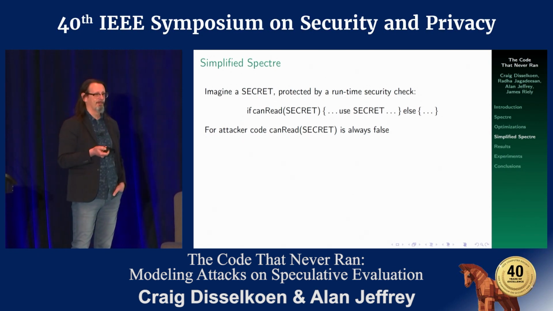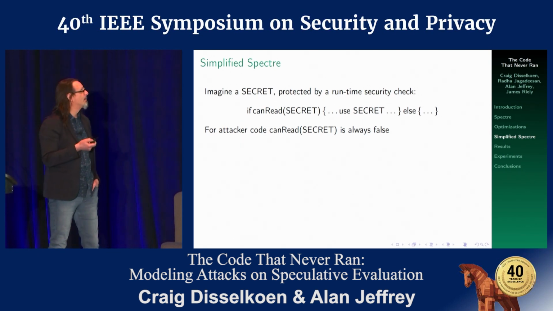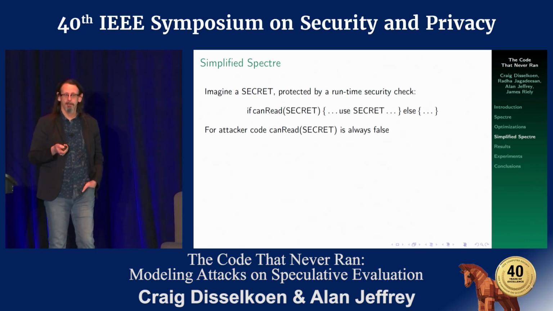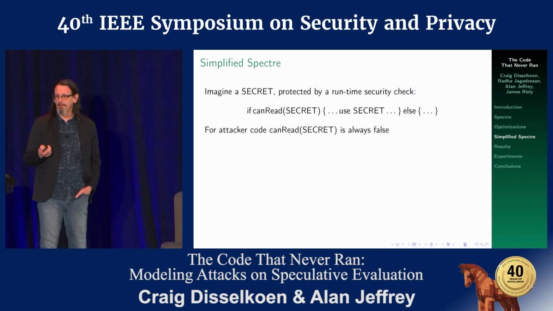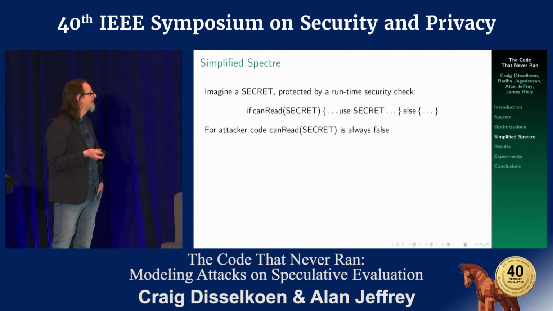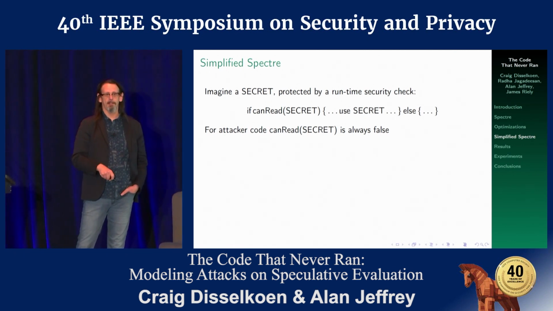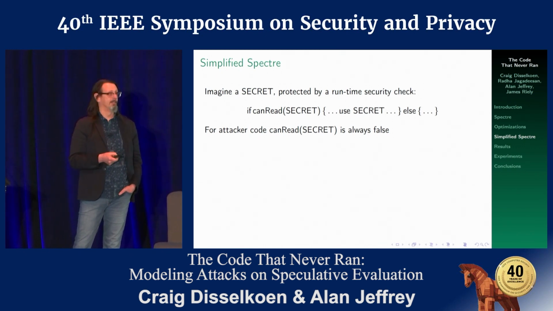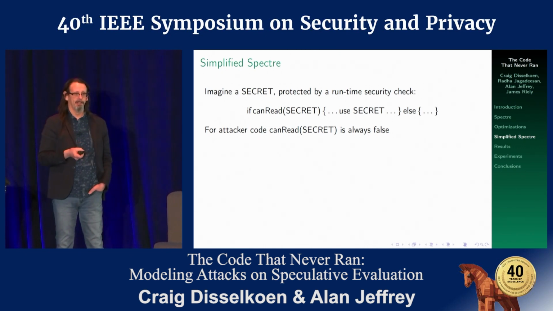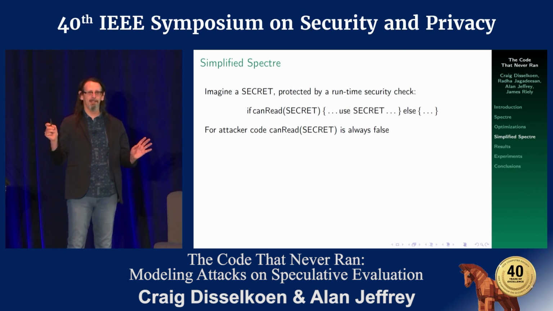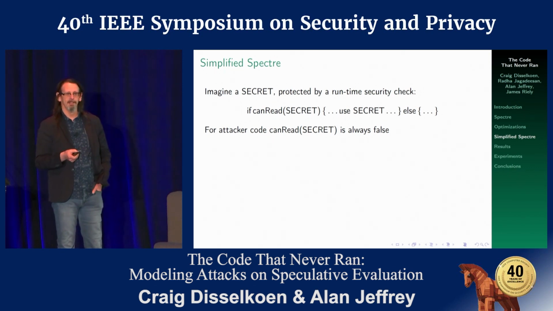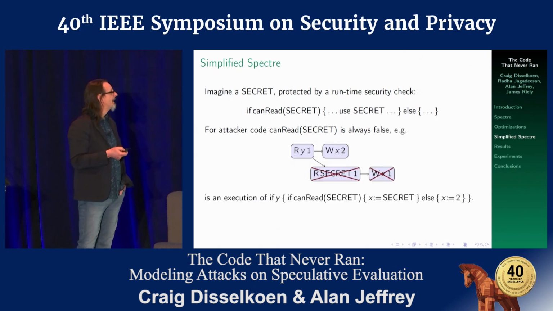So a very simplified version of what Spectre does is you imagine you've got a secret and you've got a runtime security check that's going to determine whether you're allowed access to that secret. And for the attacker, that security check will always fail. So it's always going to go down the else branch, and therefore you would think not get to read the secret, and so it would be safe.